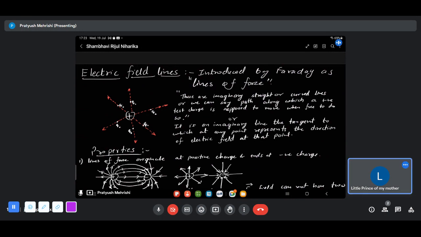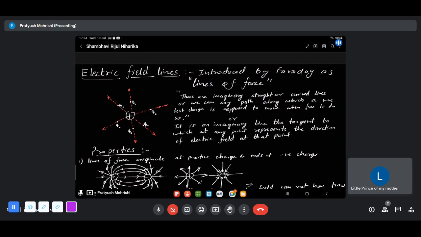No issues. So electric field lines are nothing but lines of force. These are imaginary lines of force which represent the direction and magnitude of force at a particular point charge when placed in the electric field region. Okay, so you can write down the definitions. First definition is they are imaginary straight or curved lines, or we can say the paths along which a positive test charge is supposed to move when free to do so.